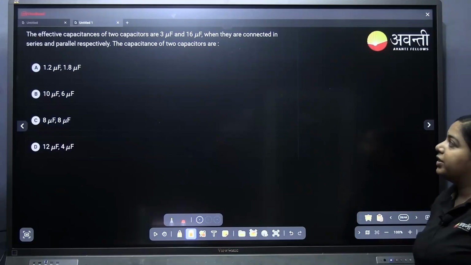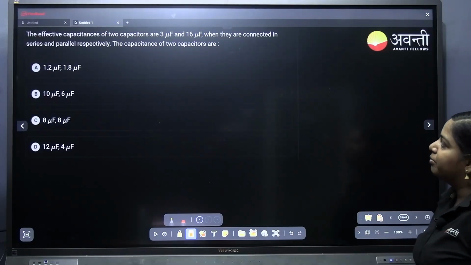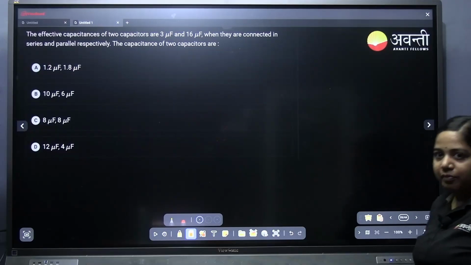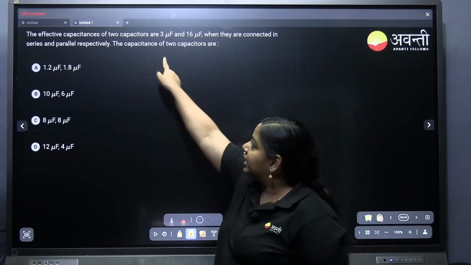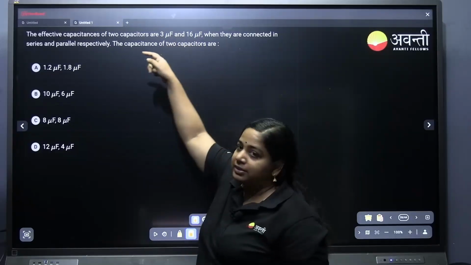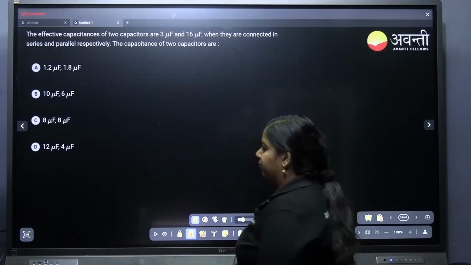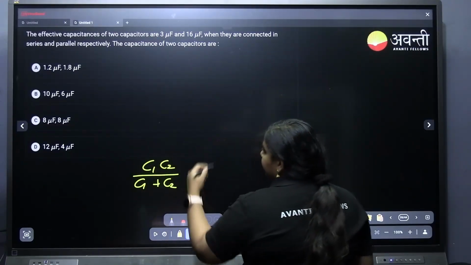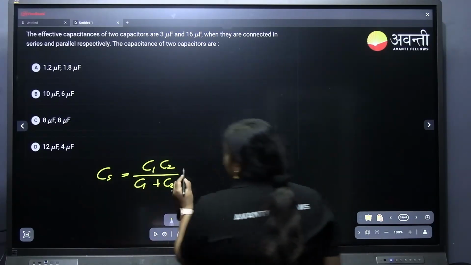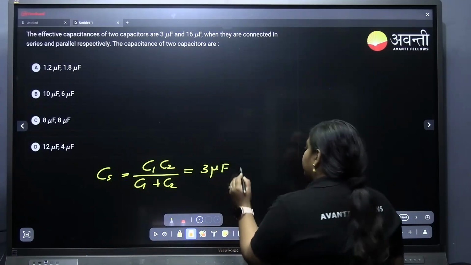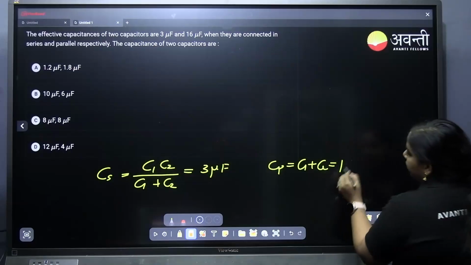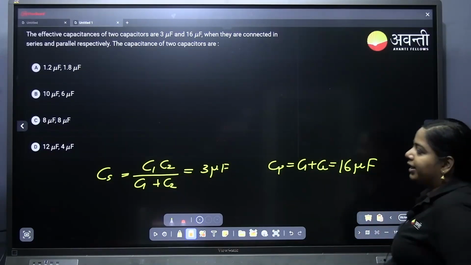Next one. The effective capacitance of two capacitors are 3 μF and 16 μF. They are connected in series and parallel respectively. When they are connected in series and parallel, their capacitance is this. What are their individual values? So C1C2 by C1 plus C2 connected in series is equal to 3 μF. When connected in parallel, it is equal to C1 plus C2, which is equal to 16 μF. Find C1 and C2.